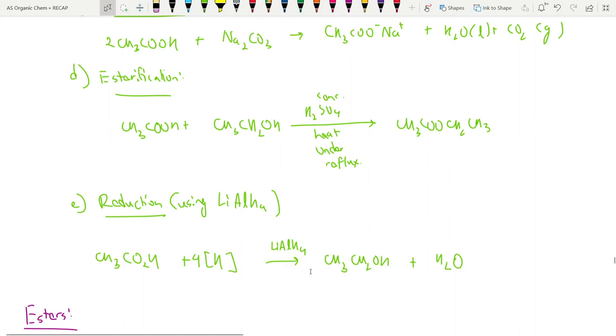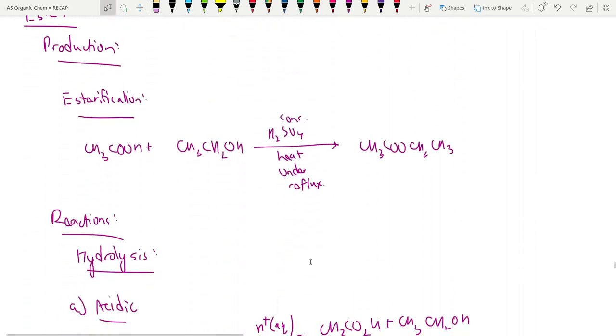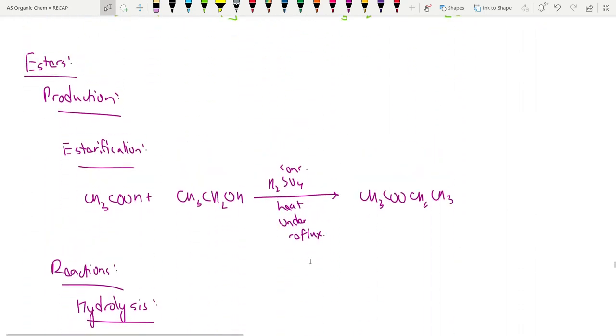We're going to get an alcohol, primary alcohol. Okay, so esters, we can produce them by reacting alcohols and carboxylic acids and concentrated H2SO4 plus heat under reflux to give us the ester ethyl ethanoate.